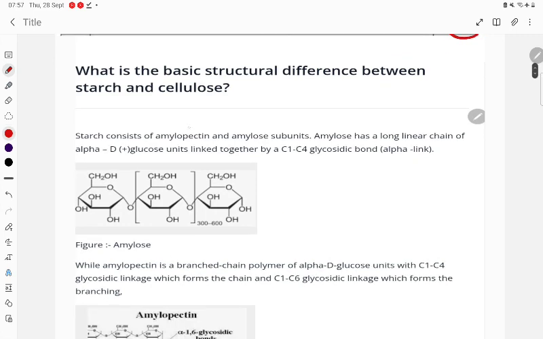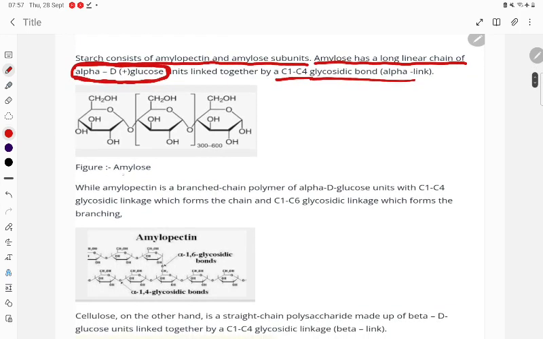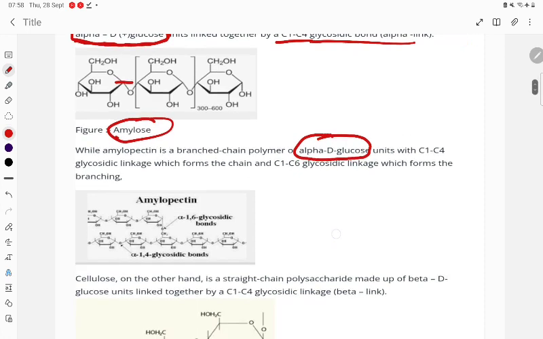Here, try to understand in the slides. Starch consists of amylopectin and amylose subunits. Amylose has a long linear chain of alpha D glucose. Can you see? Starch is alpha D glucose linked together by C1 C4 glycosidic bonds. This is the amylose. Amylopectin is also alpha D glucose.